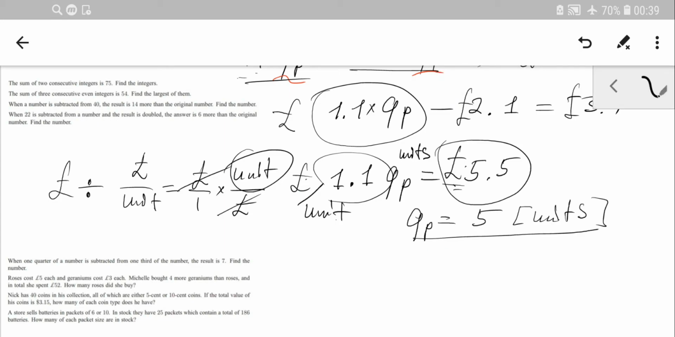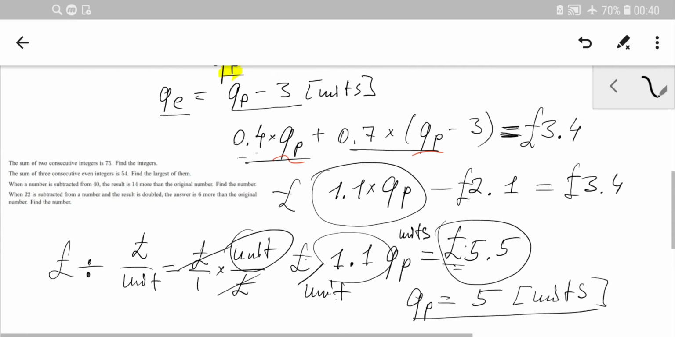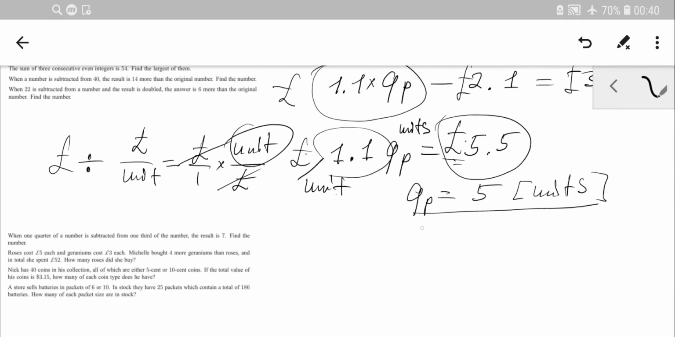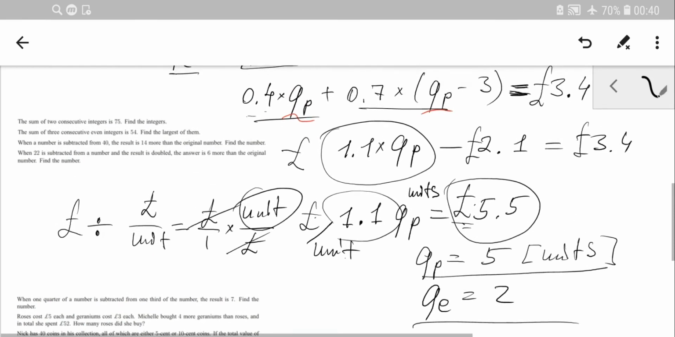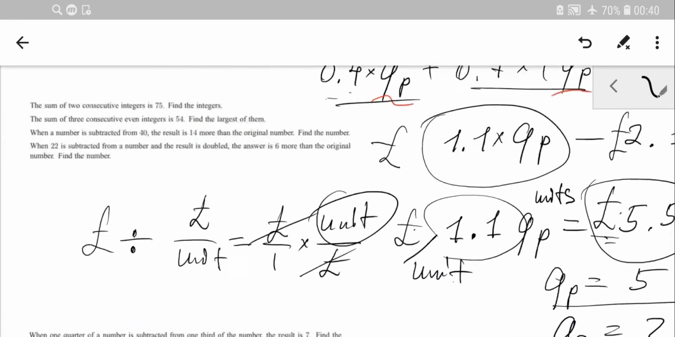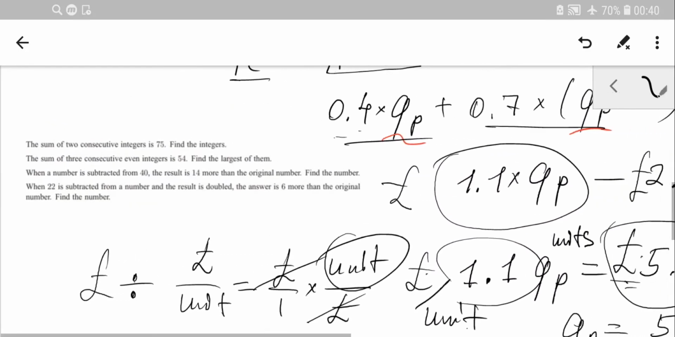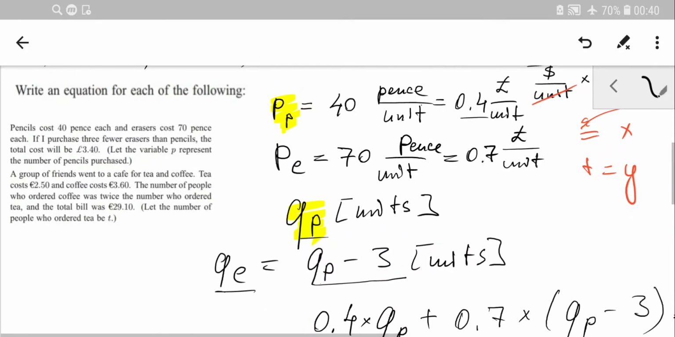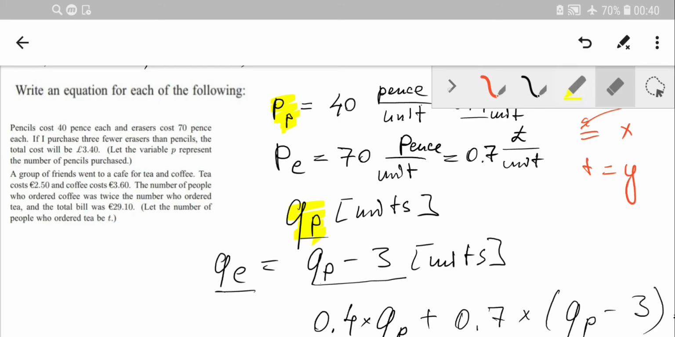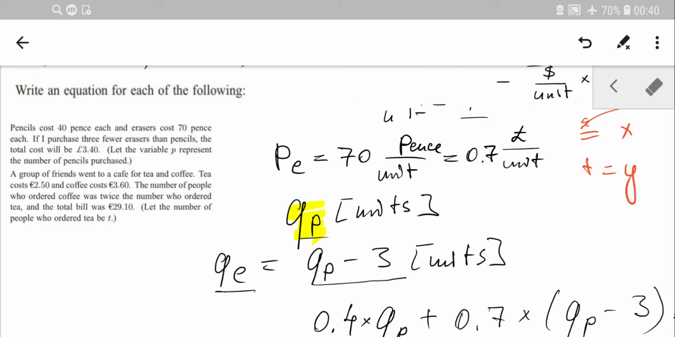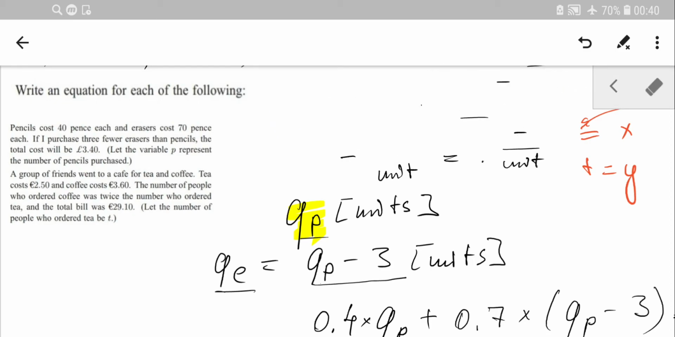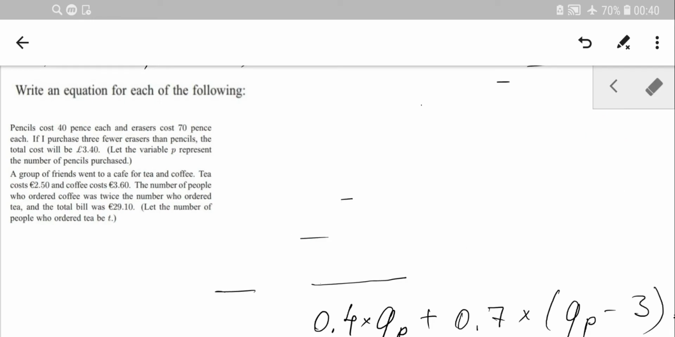So you found a quantity of pencils of 5 units. If erasers are 3 less, you'll get a quantity of erasers of just 2. That's how it works. Not so hard at all. Alright, so let's take the second task. I just erase that because we really need to have space. Space is critical here, so I'll probably zoom in a little bit.